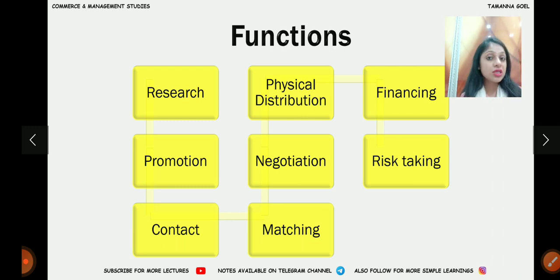Negotiations, ye deals ko negotiate karne mein bhi help karte hain. Yahan pe hum example le sakte hain agents ka. I told you, agents are the people who will bring producers and the consumers together and they will help negotiate the deal. So negotiations karne mein help karte hain.